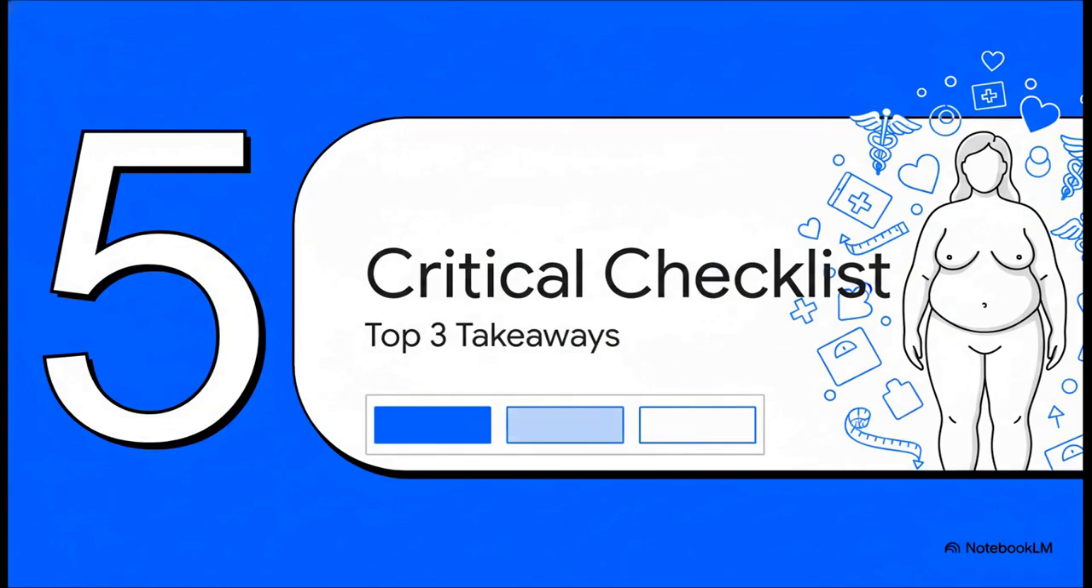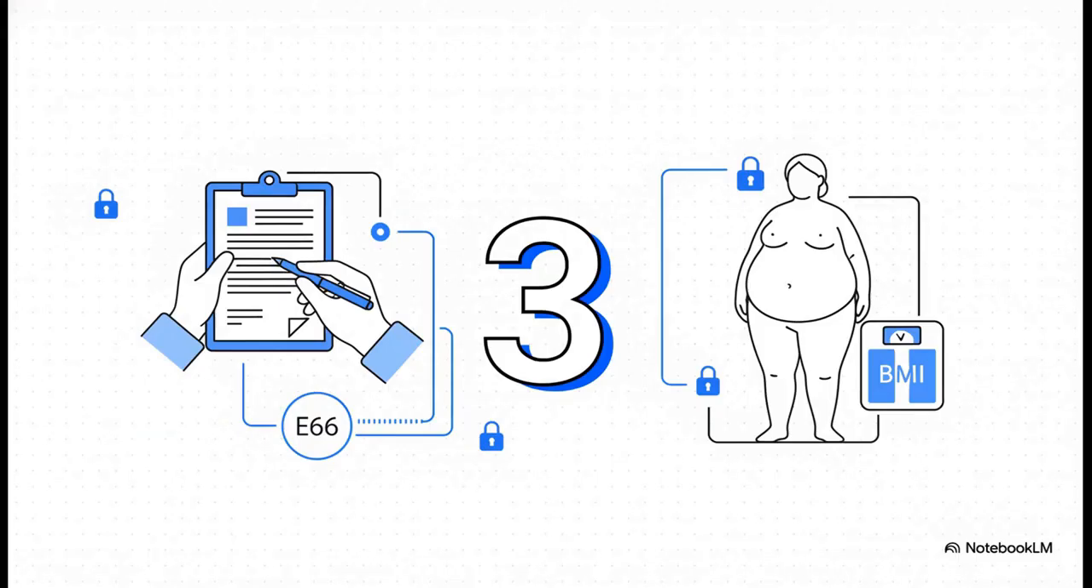Whew, we've covered a lot of ground. So let's boil all of this down into a simple, critical coding checklist. Here are the top 3 things you absolutely, positively must remember. Takeaway number 3. The diagnosis is sacred. Your E66 code for overweight or obesity must always be based on a clear diagnostic statement from the physician or another qualified provider. There are no exceptions to this one.